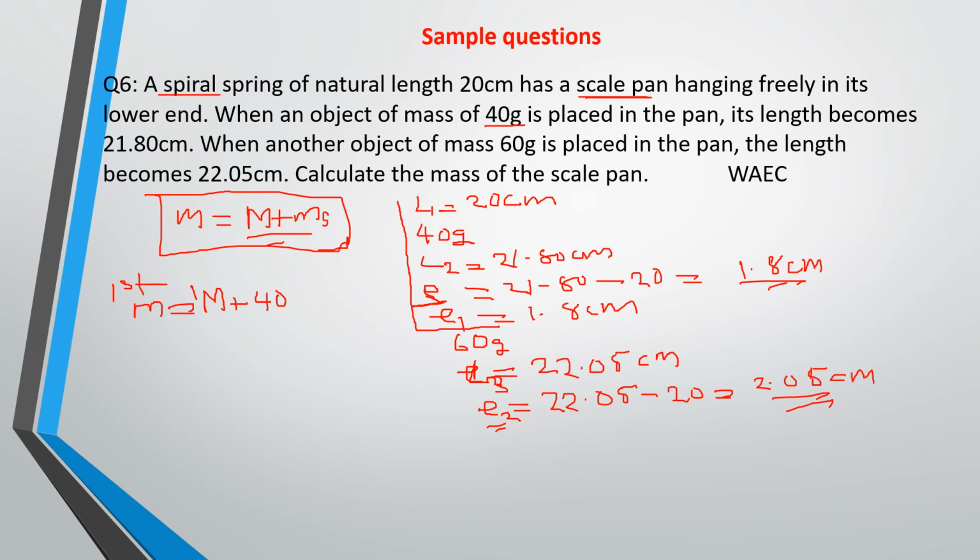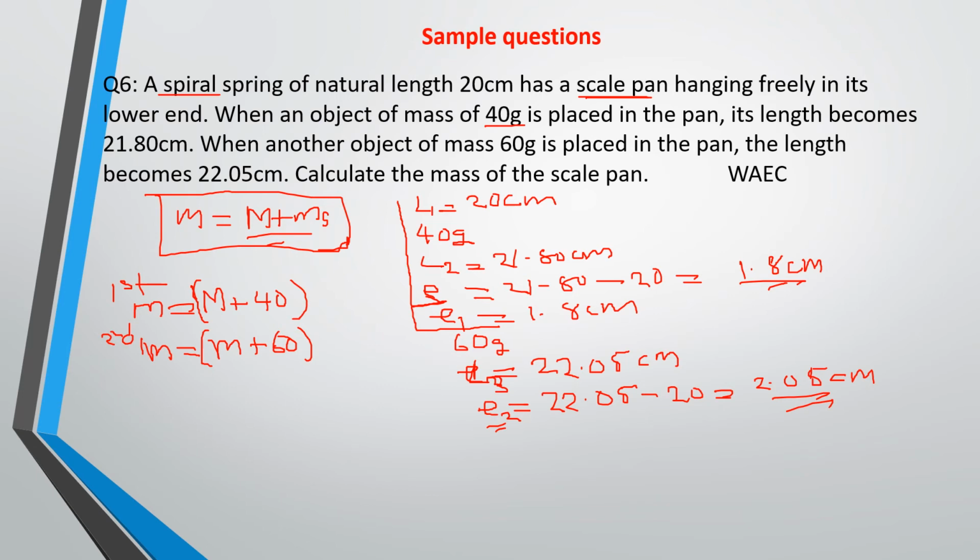This is the first instance. All right, this is the first instance. And then in the second instance, say second, the mass is equal to m plus 60 gram. So this is the second instance.